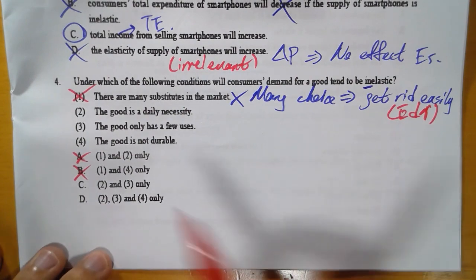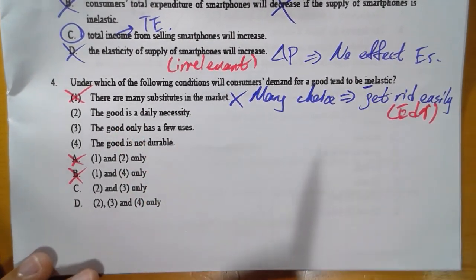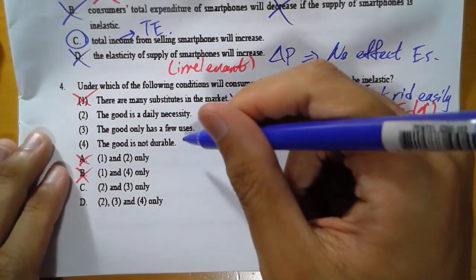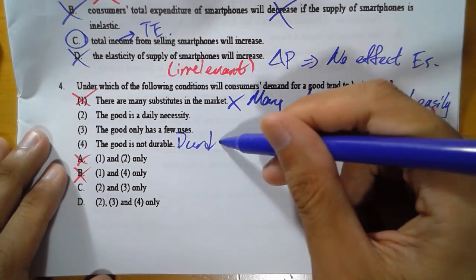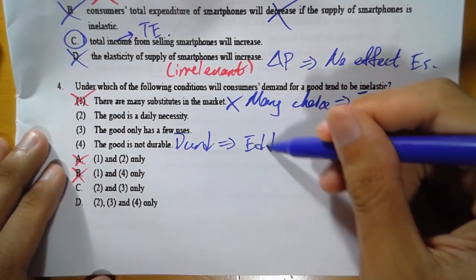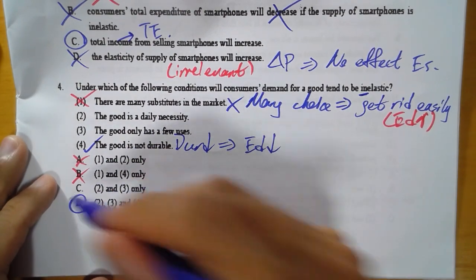Now let's be efficient. We only have to check 4. The good is not durable. Remember, I keep saying, no need to think. Recite. Durability decreases, ED would also decrease. So yes, number 4 is correct. I think D is the answer we want.